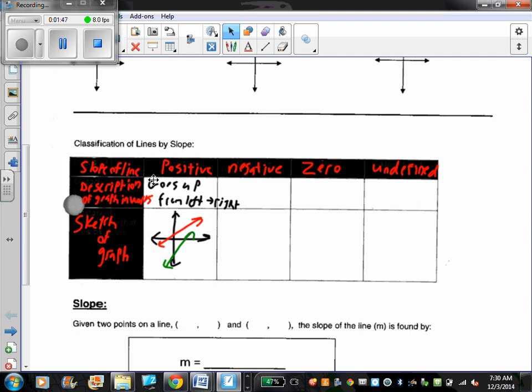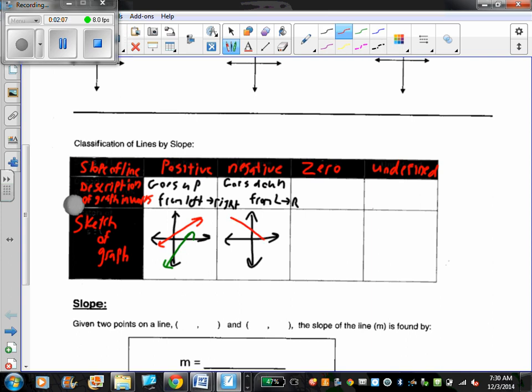A negative slope is basically the opposite. It goes down from left to right. So, axes again. This could be a line with negative slope, this red one I'm drawing now. Or we could have a steeper line with negative slope, this blue one. Notice that as we go from left to right, the graph is going down.